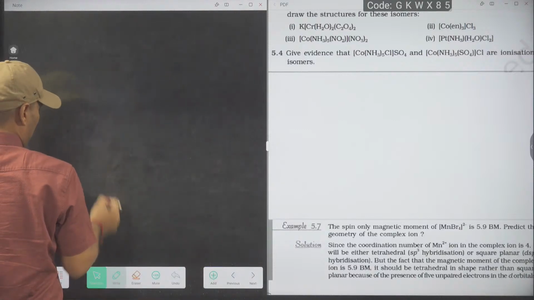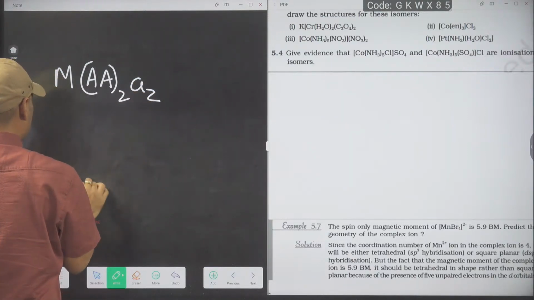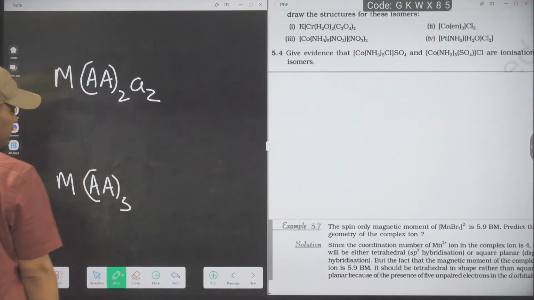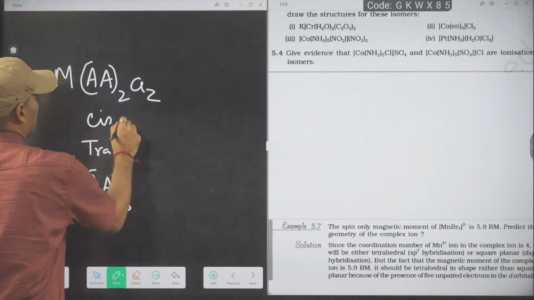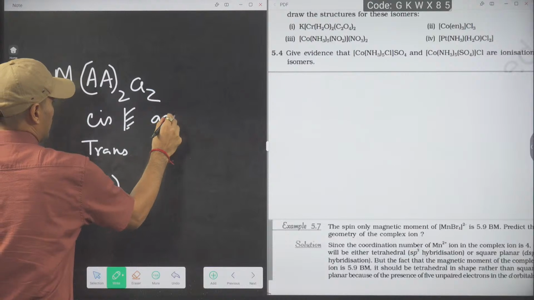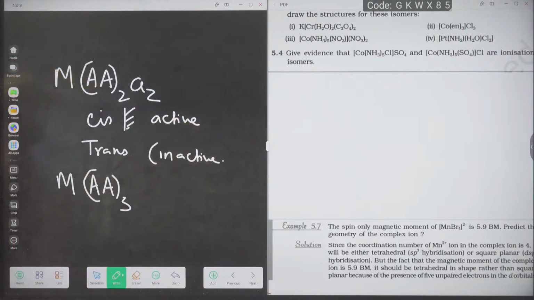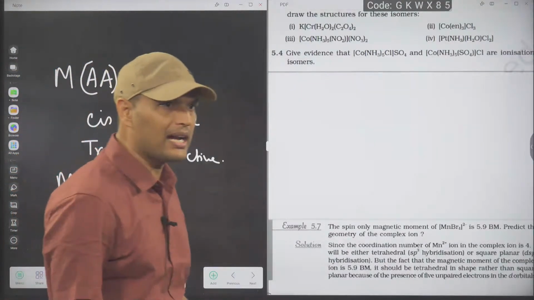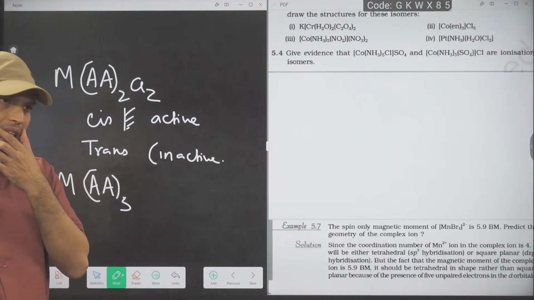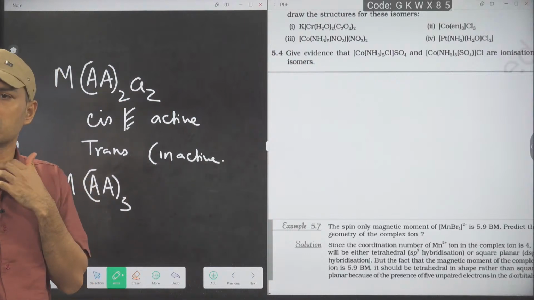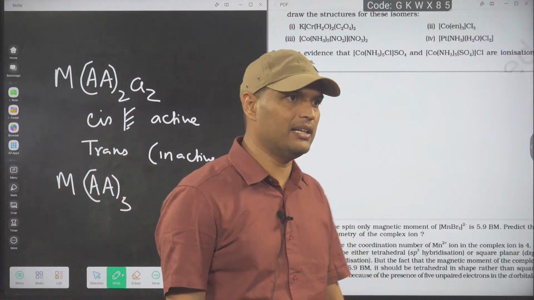Next compound: you can remember two compounds at least, M(AA)2 A2 and M(AA)3. Here two forms are there, cis and trans, out of which cis is optically active and trans is inactive. Cis is active, trans is inactive.